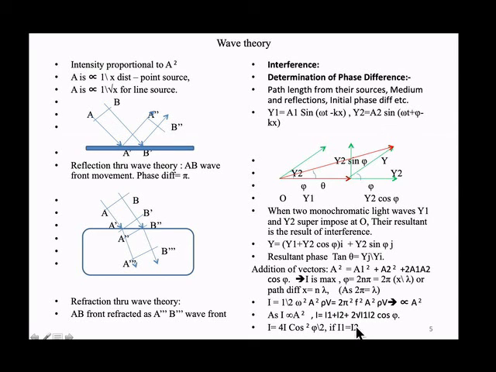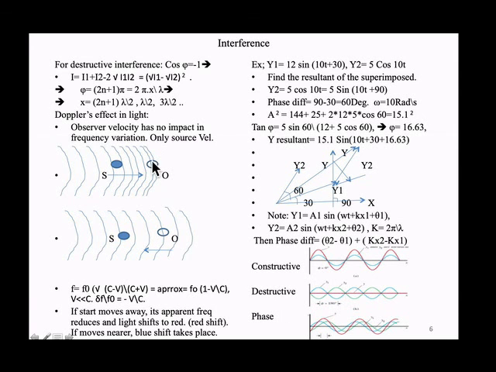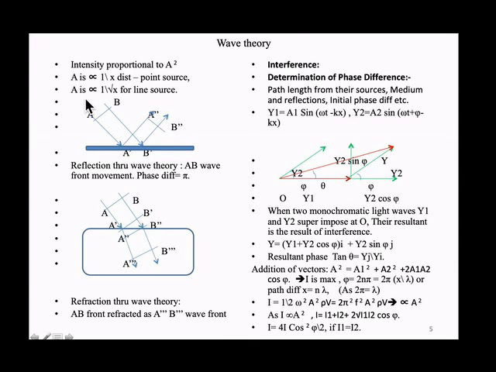If I1 and I2 are equal, this is the common intensity of both waves, and phi is the phase difference between them. For a destructive interference, cos phi will be minus 1 at that point. In that case, it becomes root I1 minus root I2 whole square, or the amplitude A is A1 minus A2. So it depends on whether it is a constructive or a destructive interference.